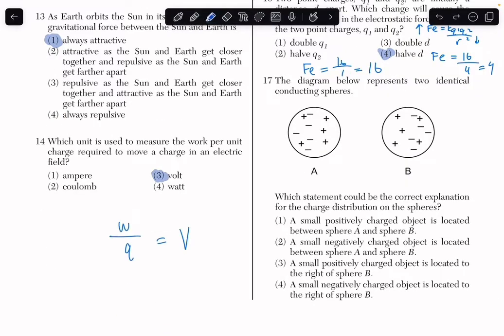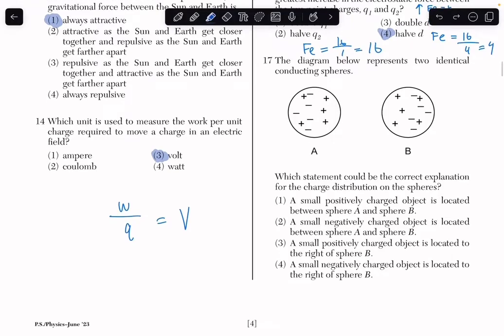The diagram below represents two identical conducting spheres. Which statement could be the correct explanation for the charge distribution on the spheres? So, everything here is talking about something between sphere A and sphere B for the first two choices. So let's look at that first. So let's focus on this.